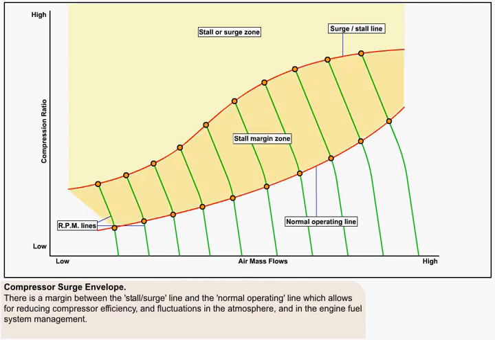There is a zone between the stall surge line and the normal operating line which is called the stall margin zone. This zone allows for the compressor efficiency reducing throughout its working life and the inevitable fluctuations which occur in the atmosphere and in the engine fuel system management.